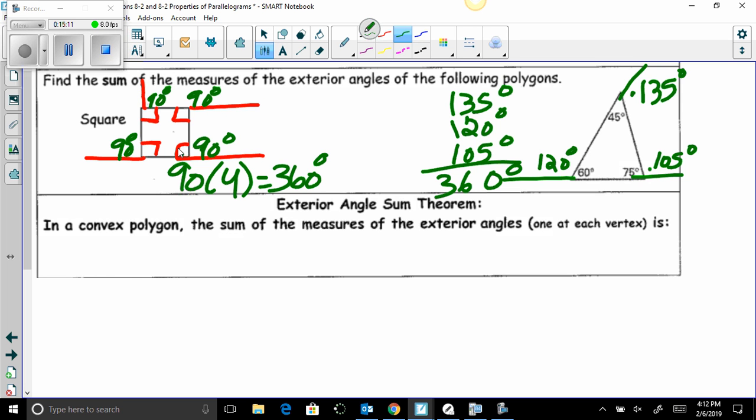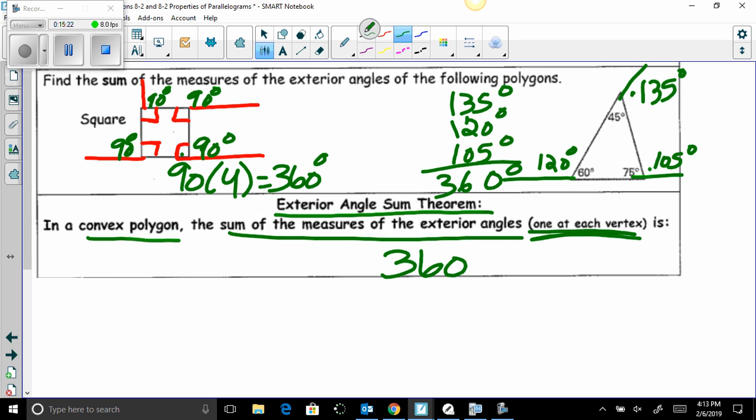So what does that help me figure out here? Exterior angle sum theorem. In a convex polygon, the sum of the measure of the exterior angles, one at each vertex, is 360 degrees. That's going to occur in any convex polygon.